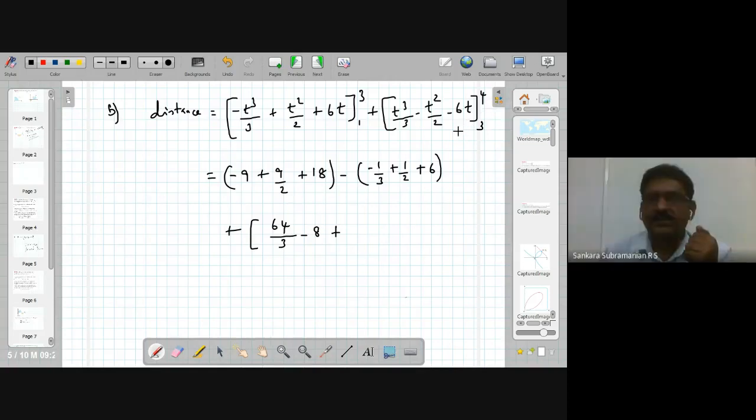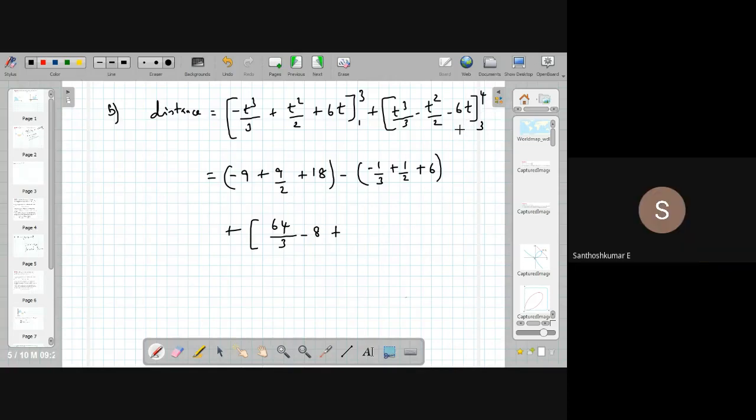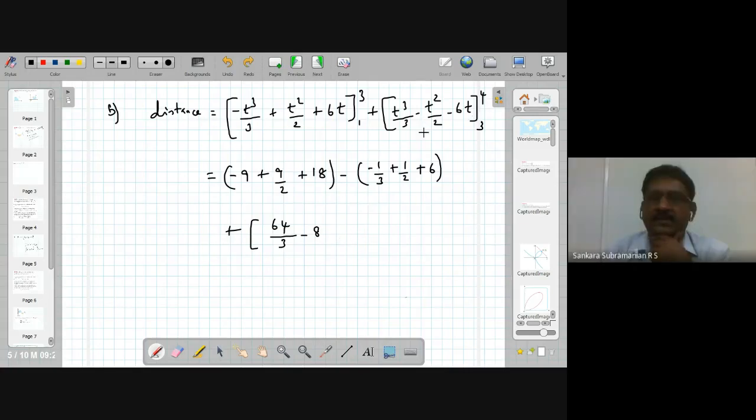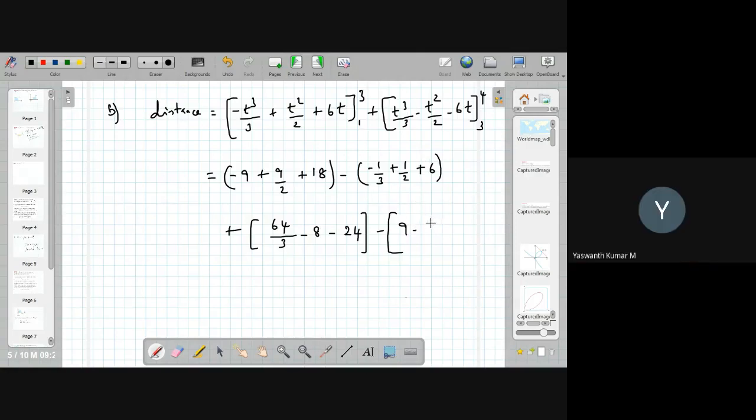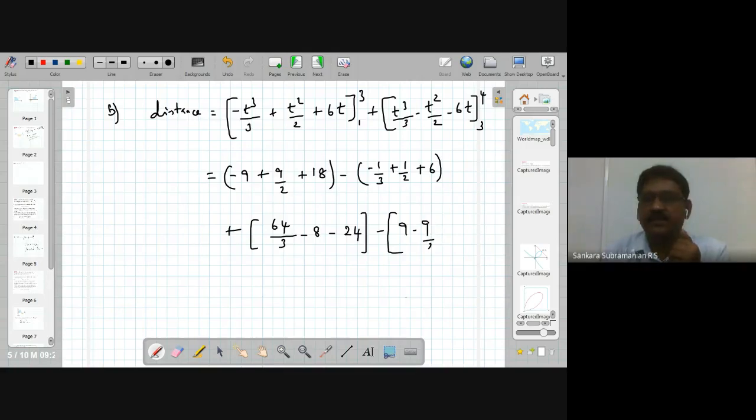6 fours are 24, so this is minus 24. Okay, fine. This is the upper limit, minus the lower limit, which is 9: again 3 cube, 27 by 3 is 9, minus 3 square by 2, which is 9 by 2, and minus 18.